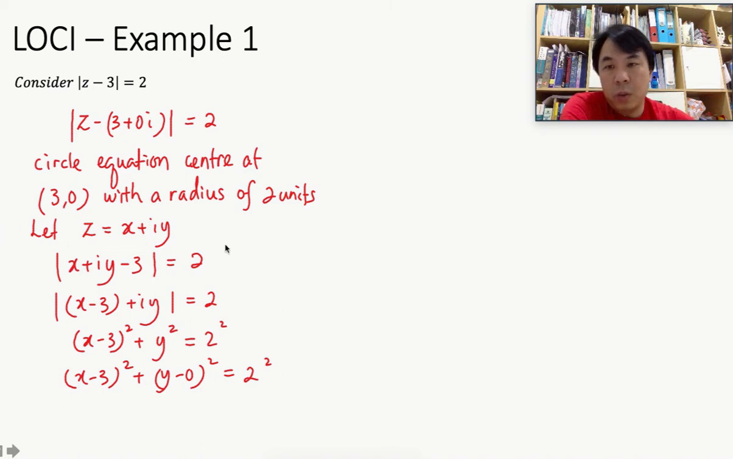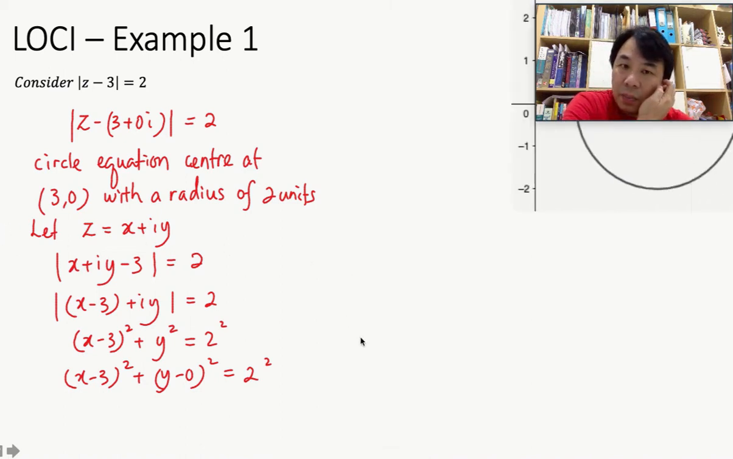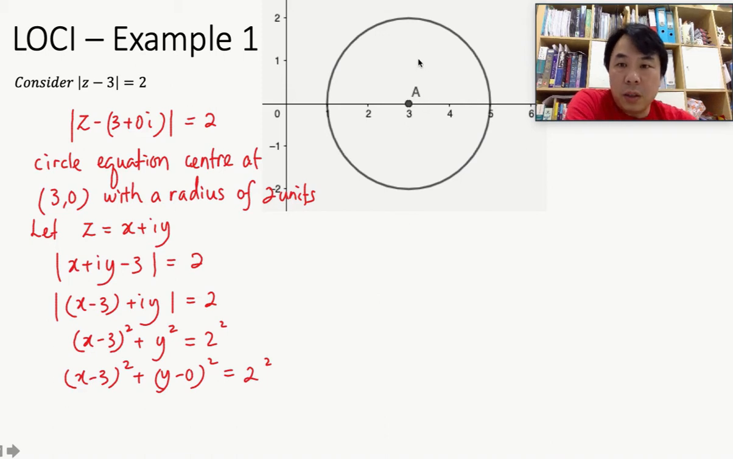Let's look at how it looks if we were to sketch it out. This is a circle equation centered at (3, 0), so this is (3, 0) here. This circle comes with a radius of 2 units, so the radius is 2 units long. I hope that is clear on the locus of a circle given in the form of a complex equation.